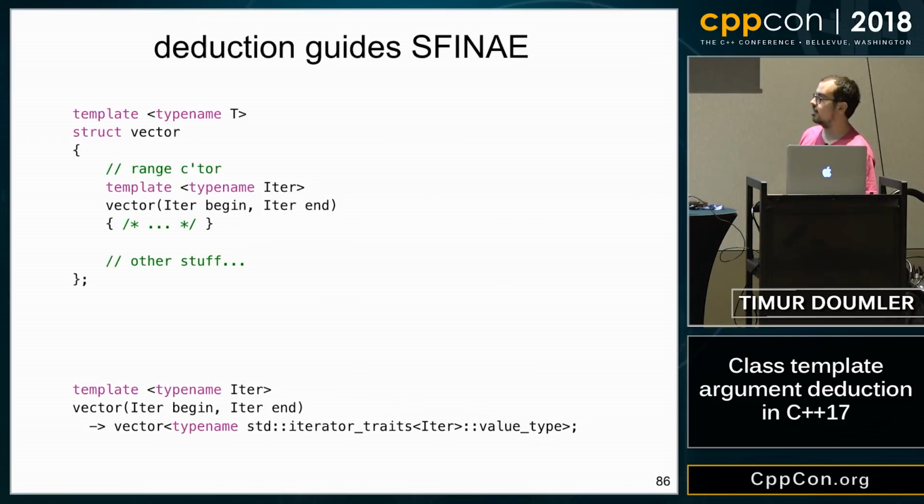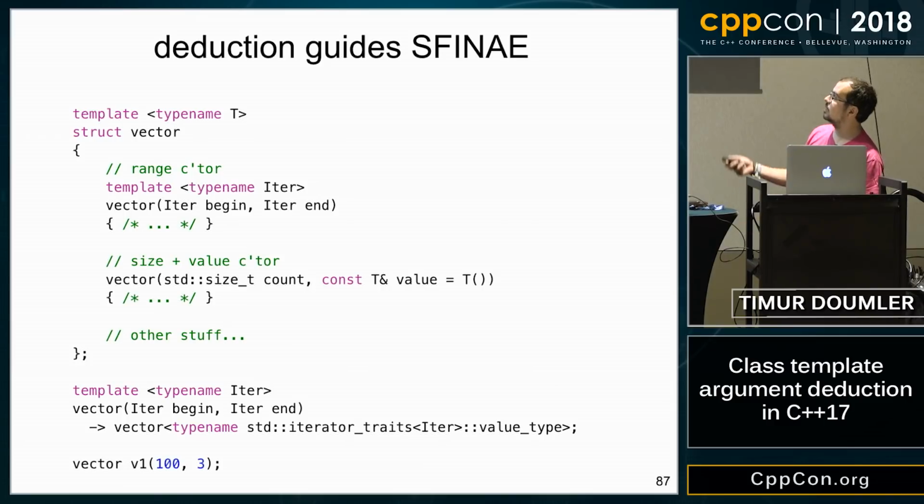Another important thing about deduction guides is that they SFINAE. That's really important. So coming back to the vector here, we had this naive vector where we had this constructor that takes two iterators. Of course, we have other constructors in vector that also take two arguments. For example, we have one that takes a count and a value. Now, we have this deduction guide down there which says, if you have two arguments that are the same, and it's an iterator type, then unwrap the value type of the iterator type and use the value type.